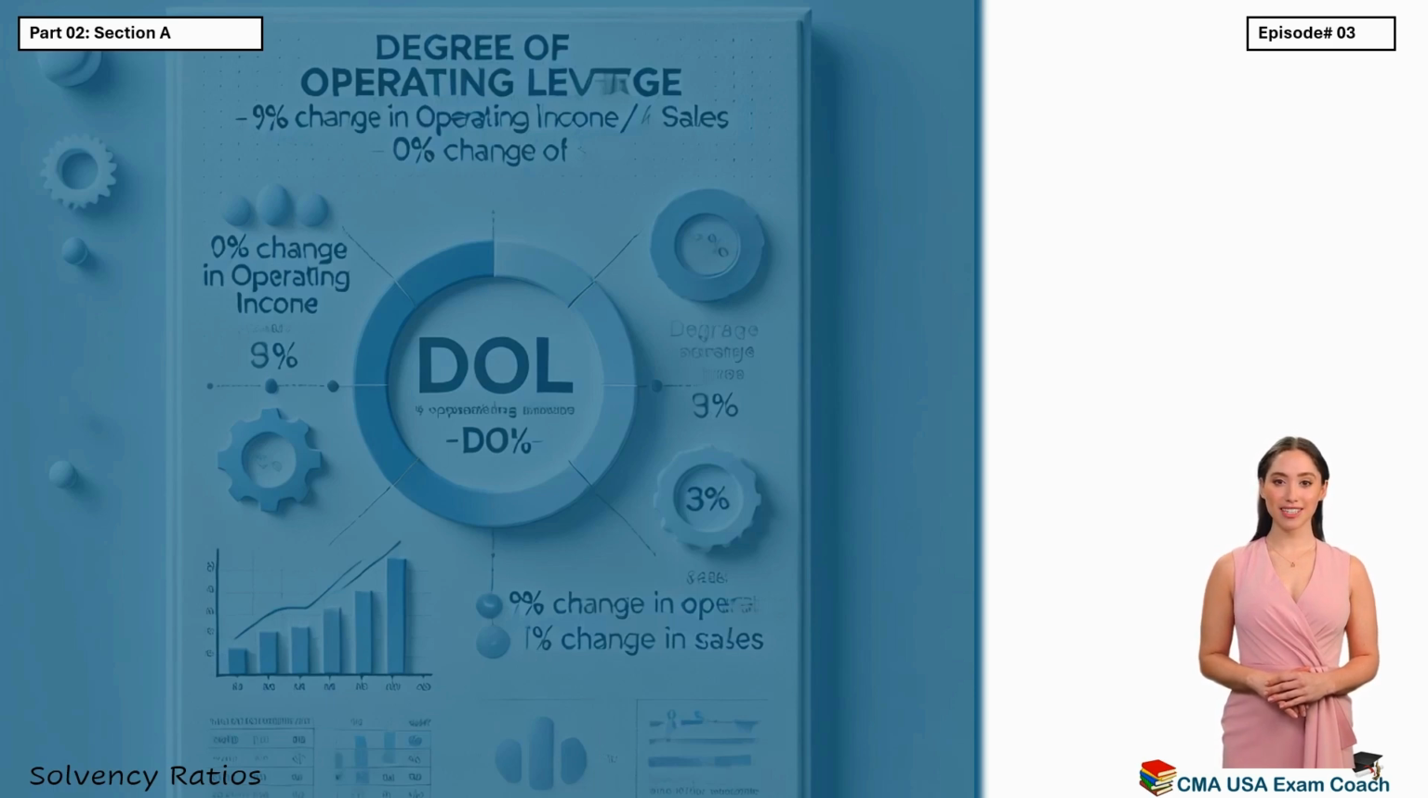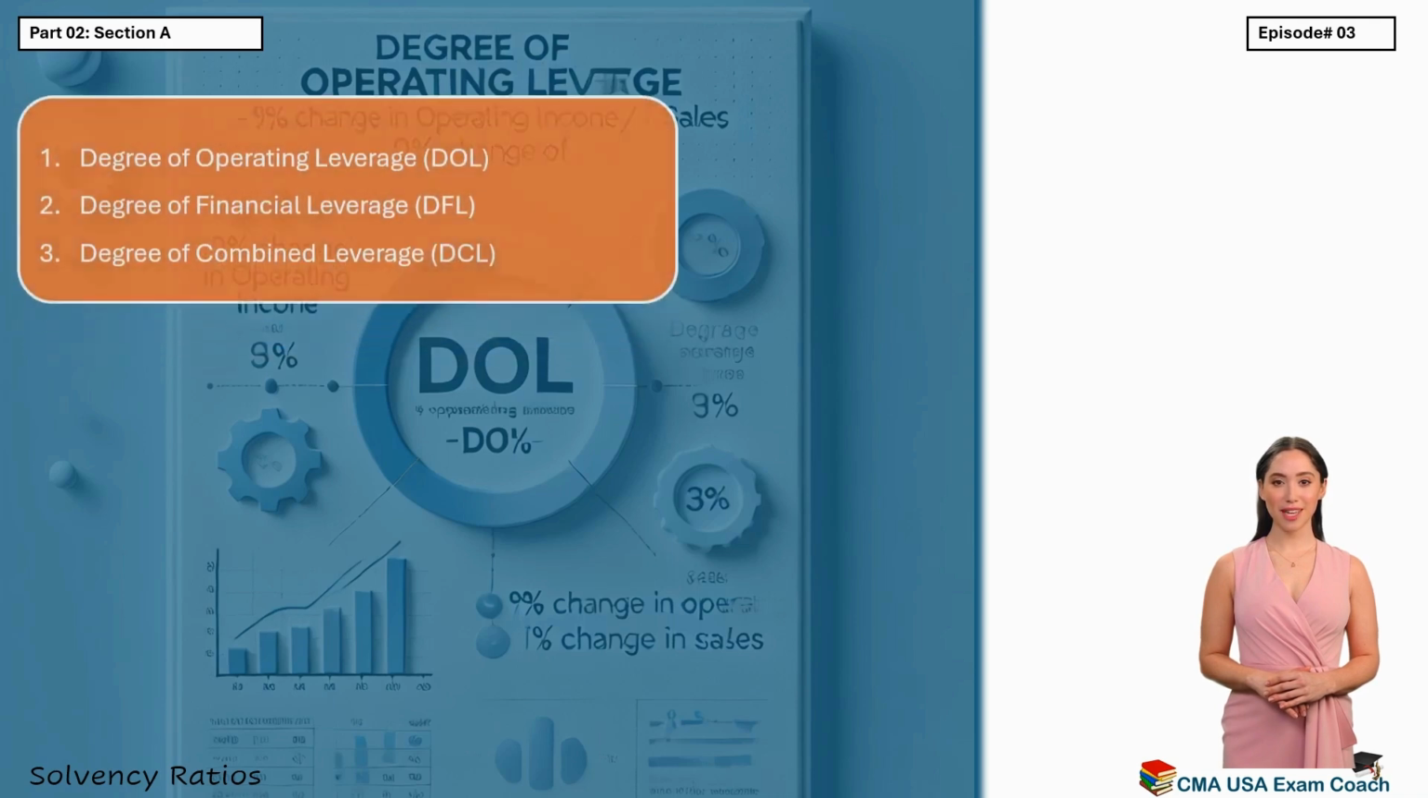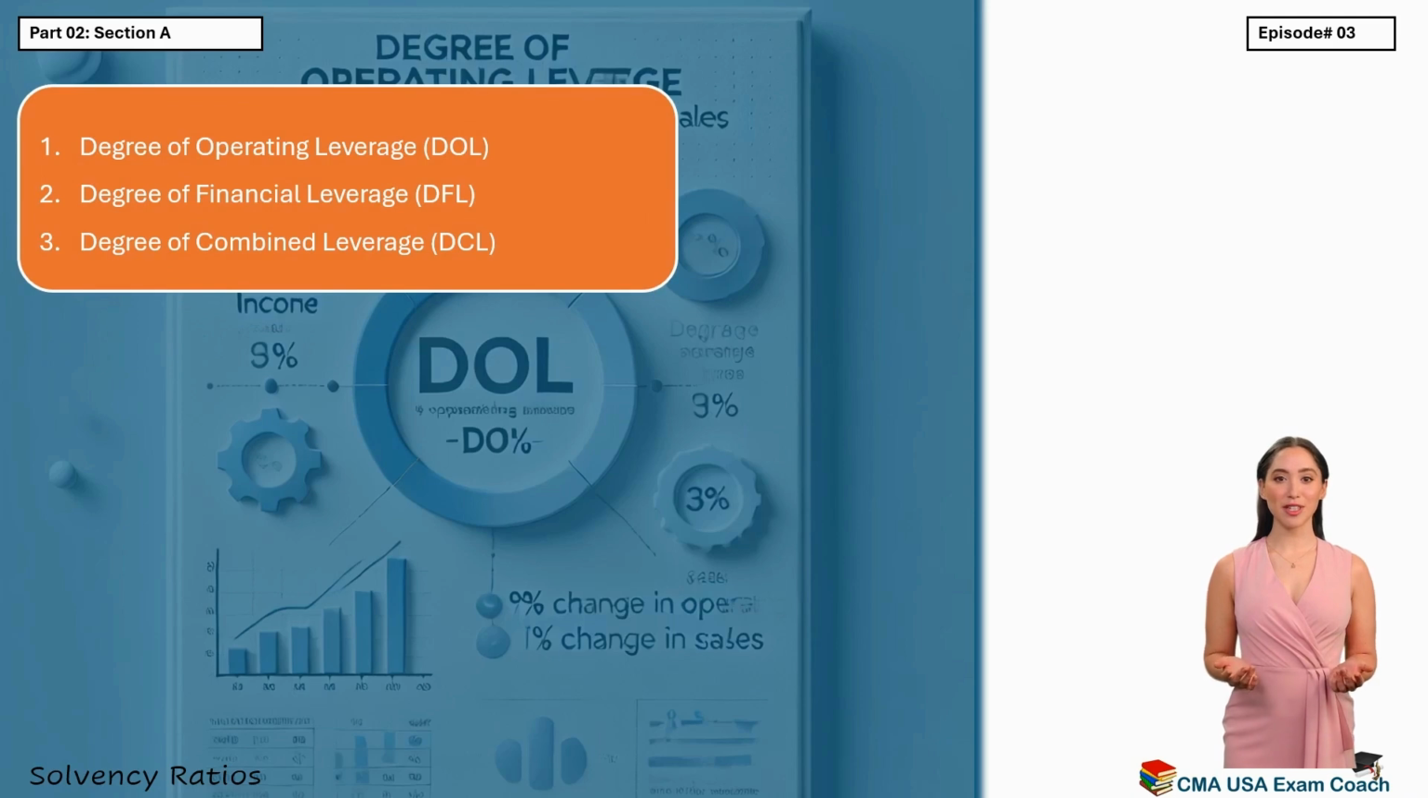Now, let's move on to understanding how we measure financial leverage. Before that, let's discuss degree of leverage. What is degree of leverage? The degree of leverage measures how sensitive a company's earnings or net income is to changes in its sales or operating income.